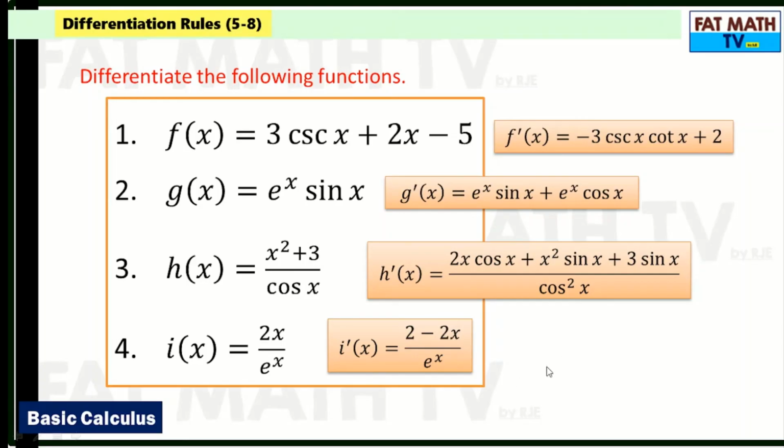So that's it for this video. I hope you understood the differentiation rules, the product rule, the quotient rule, the derivatives of trigonometric functions, and the derivative of the exponential function. So that's it for this video.